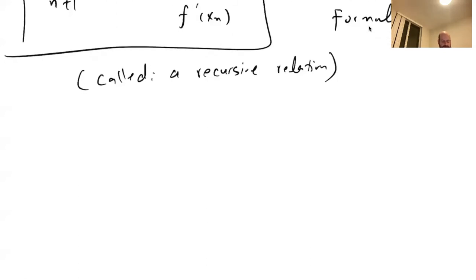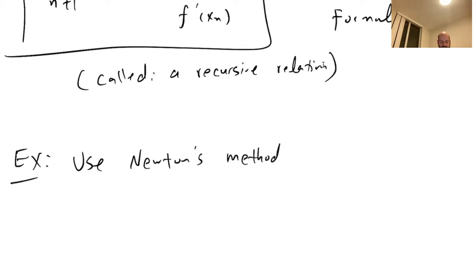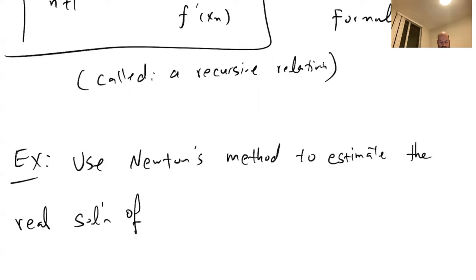All right, let's look at an example. Use Newton's method to estimate the real solution of x cubed minus x minus 1 equals 0.